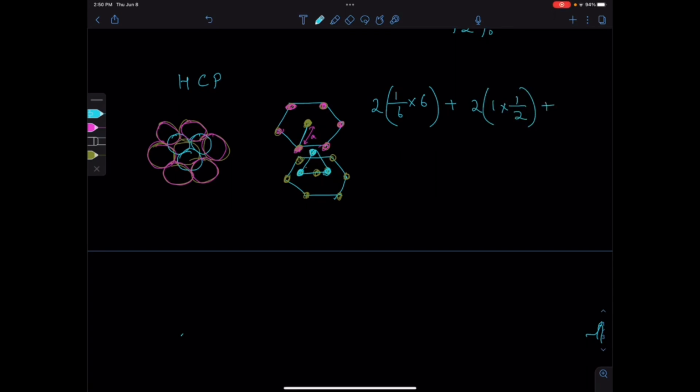Plus the ones that are filling the void and that are in between the 2 hexagons. They are present only in this lattice cell. They are totally inside. So each atom is totally inside the lattice cell. So it's 3 times 1. So this gives us 2 plus 1 plus 3. So there are 6 atoms per unit cell. The volume occupied by these 6 atoms would be 6 times 4 by 3 pi r cube, assuming they are spheres and r is the radius.